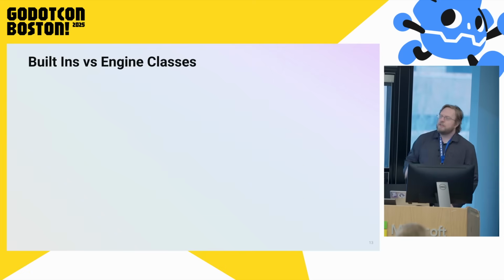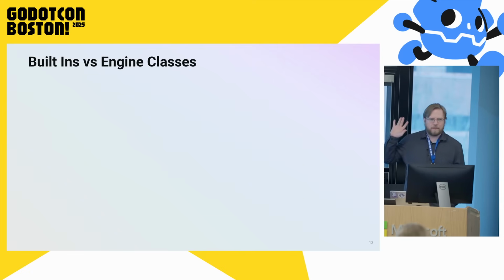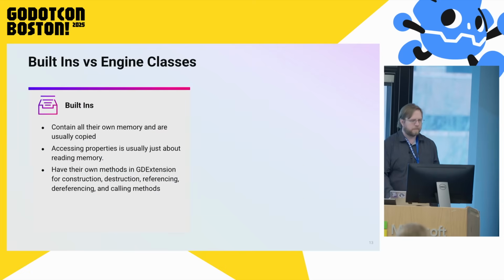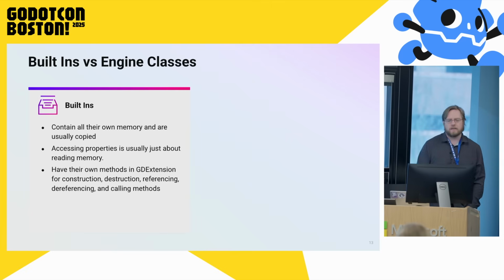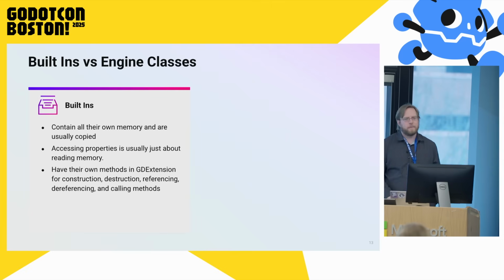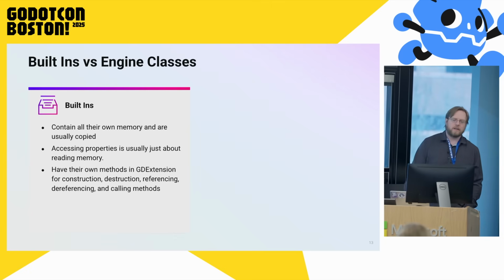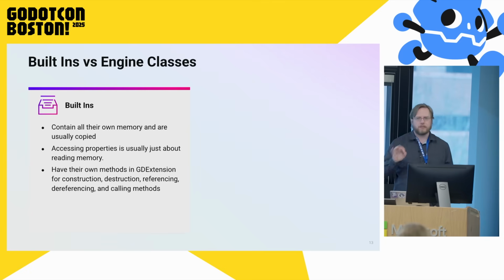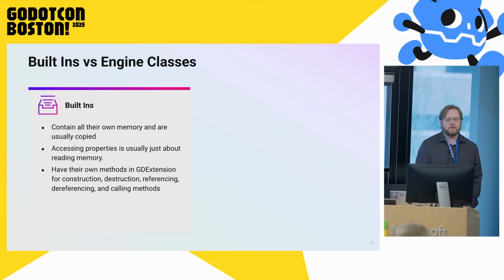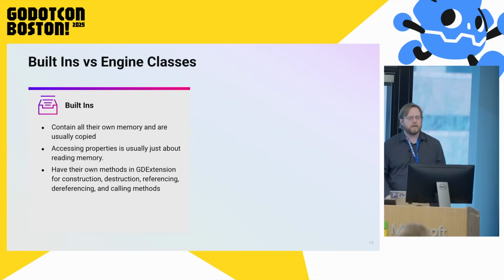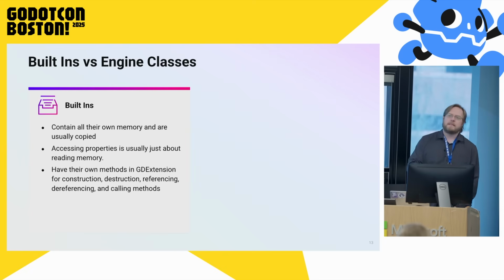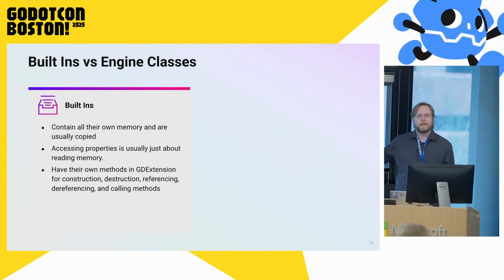So there are two major types of object in Godot. The first are built-ins. These are all things that are assigned to variant. They have their own memory, and they're kind of like C# structs. They're usually copied, and accessing their properties is mostly just about reading memory in and out. The built-ins have their own GDExtension methods for construction, destruction, referencing, dereferencing, and calling all of their methods. But the main thing to know is that if you have one of these in your script language, you need to be able to allocate the memory for it and copy it in and out.